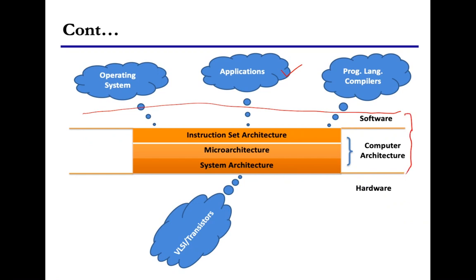In between that, your computer architecture plays a major role as an interface that consists of instruction set architecture, microarchitecture, and the system architecture. So this computer architecture is able to interact with the hardware part, either with the transistors or the VLSI, very large scale integration, in the fourth and fifth generation part.